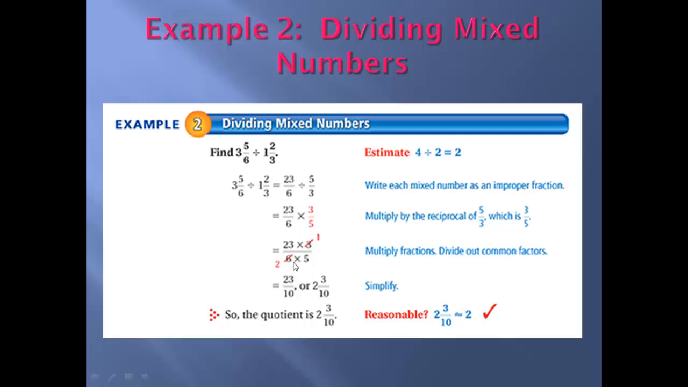3 and 6 can both be divided by 3. So 3 divided by 3 is 1, and 6 divided by 3 is 2. Now we go ahead and multiply. 23 times 1 is 23, and 2 times 5 is 10. 23 tenths would be simplified to 2 and 3 tenths. 2 and 3 tenths is close to 2, so our answer is reasonable.